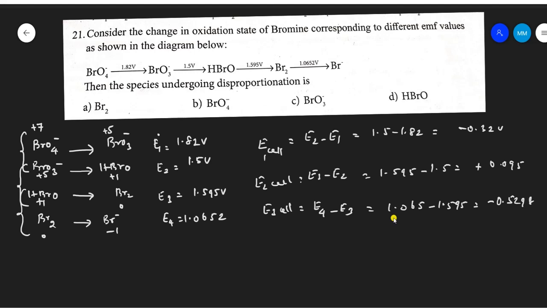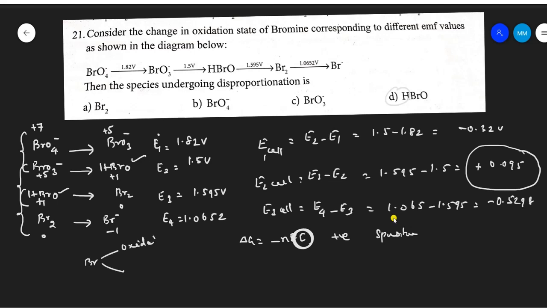In the first case, the E naught value is negative, in the second case it is positive, and the third case is negative. So we know that del G is equal to minus nFE. If E is positive, the reaction is spontaneous. So the first and the third cell are not spontaneous, and the second one is spontaneous. That combination is BrO3 minus to HBrO and HBrO to Br2. Here the common species is HBrO. This undergoes disproportionation reaction. Disproportionation is nothing but the same species undergoing oxidation as well as reduction in the same process. So our answer will be HBrO.